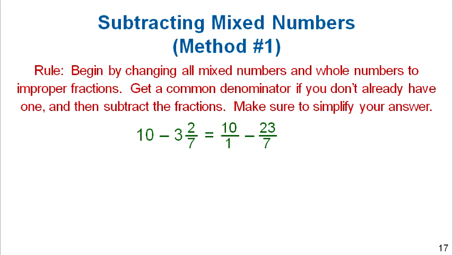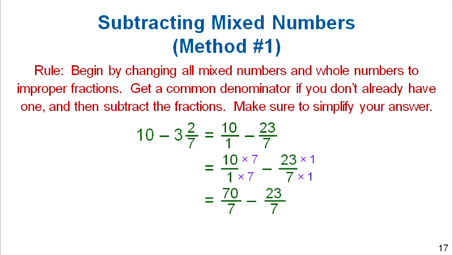Now we need a common denominator. The least common multiple of 1 and 7 is 7. Therefore, I will multiply both the numerator and denominator of the first fraction by 7, and I will multiply the numerator and denominator of the second fraction by 1. Now we can subtract the fractions. Note that 70 over 7 minus 23 over 7 is equal to 47 over 7, which simplifies to 6 and 5/7.